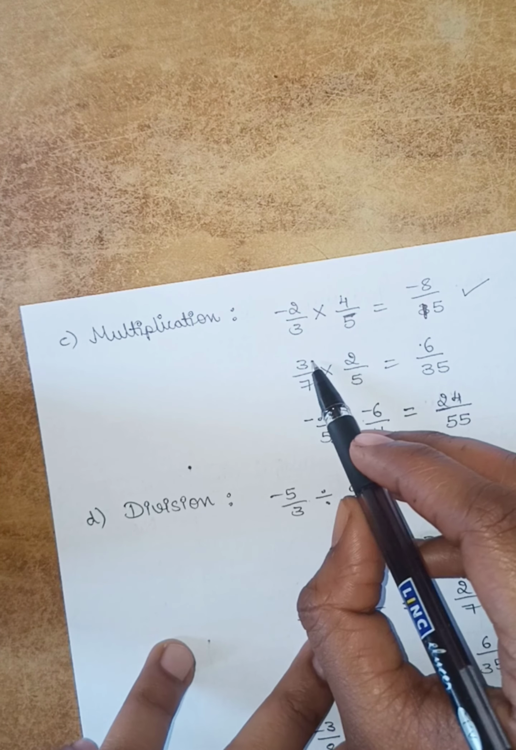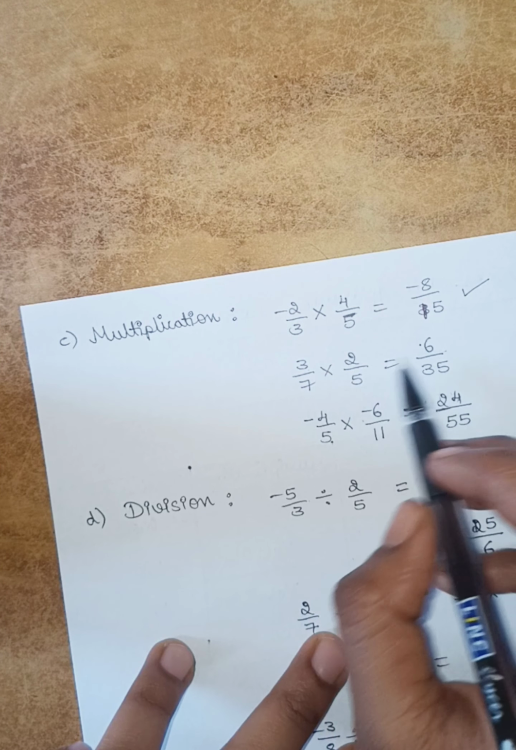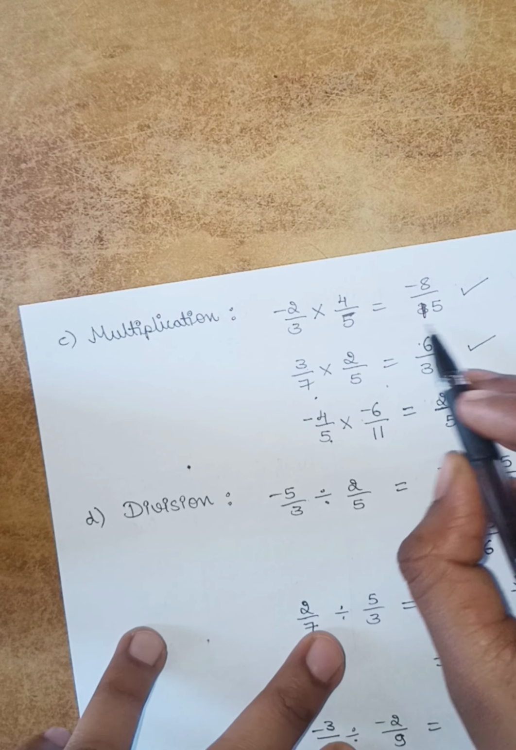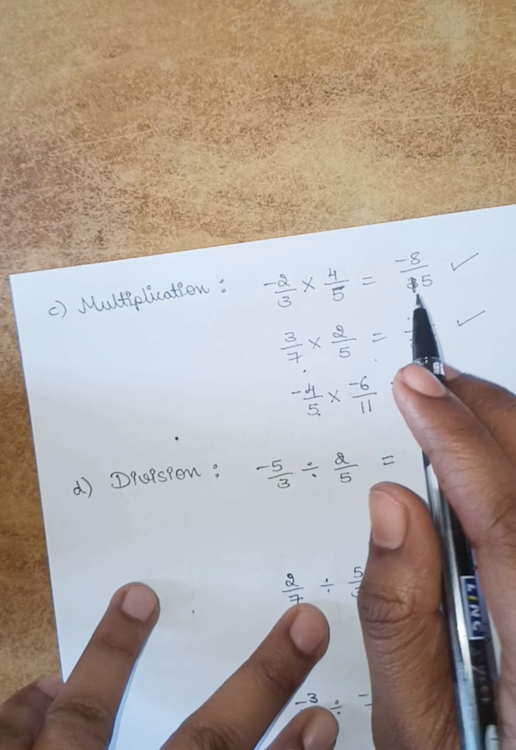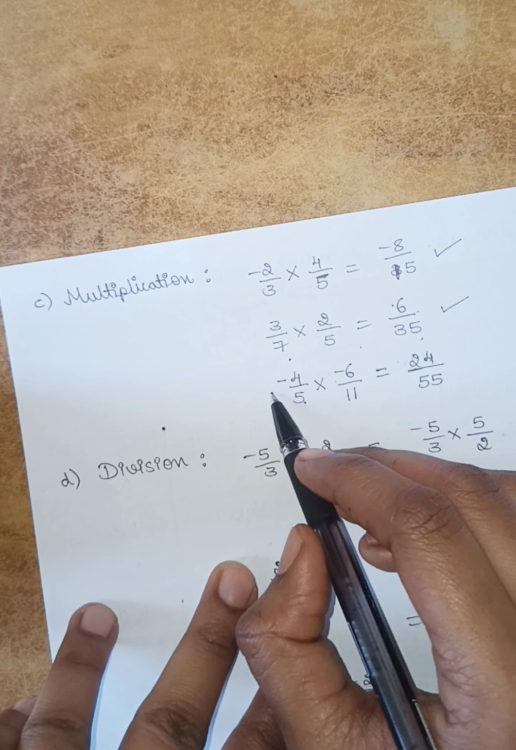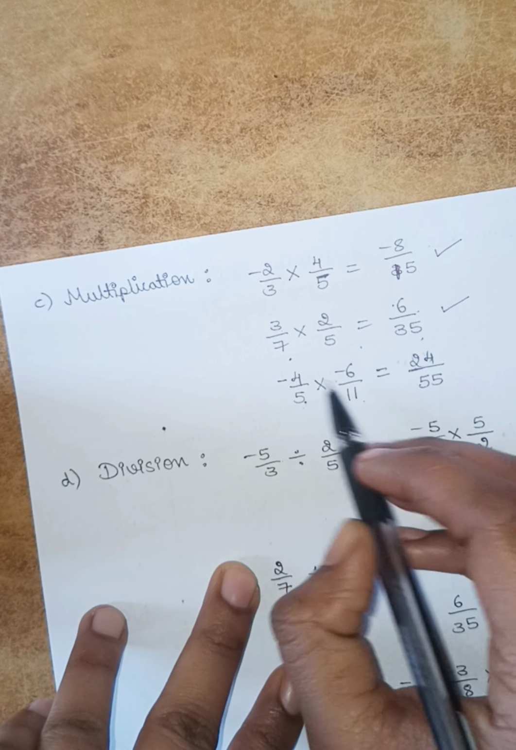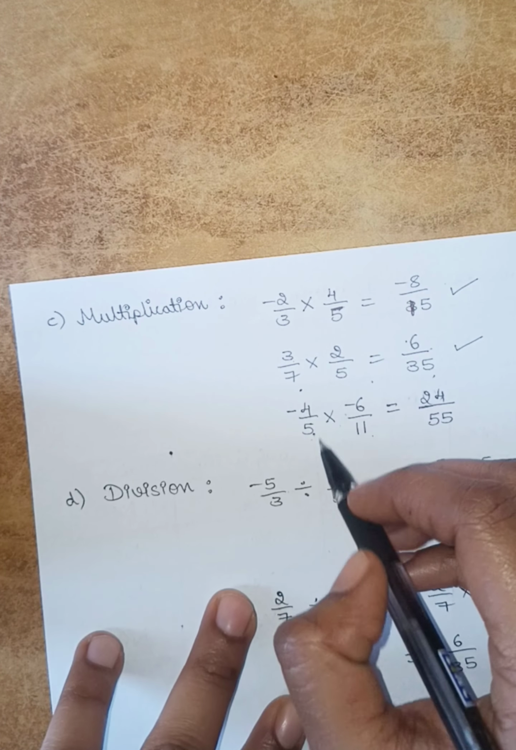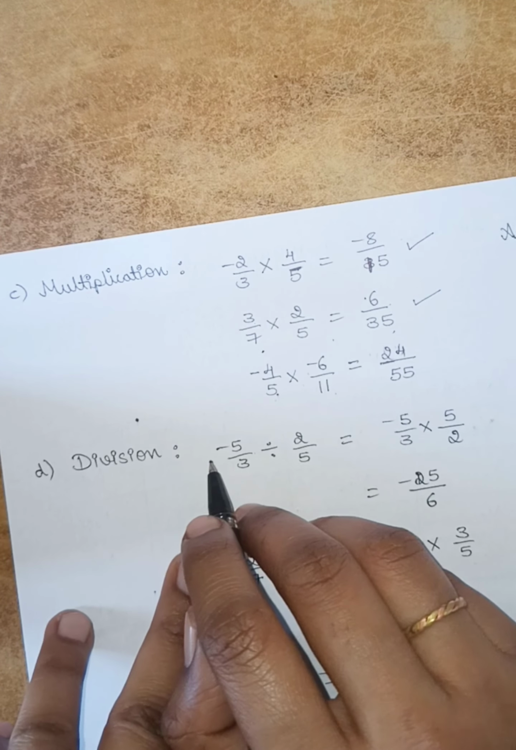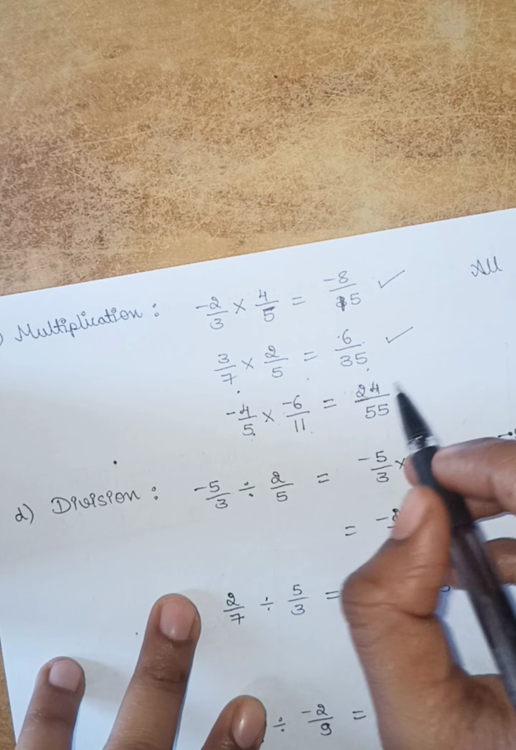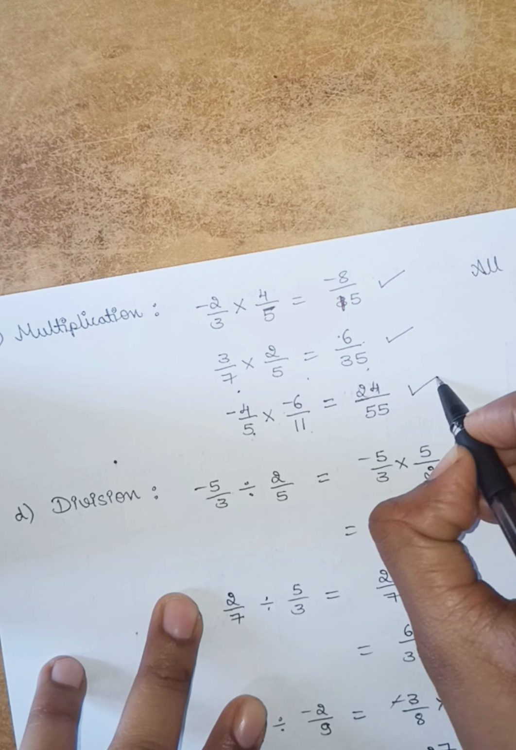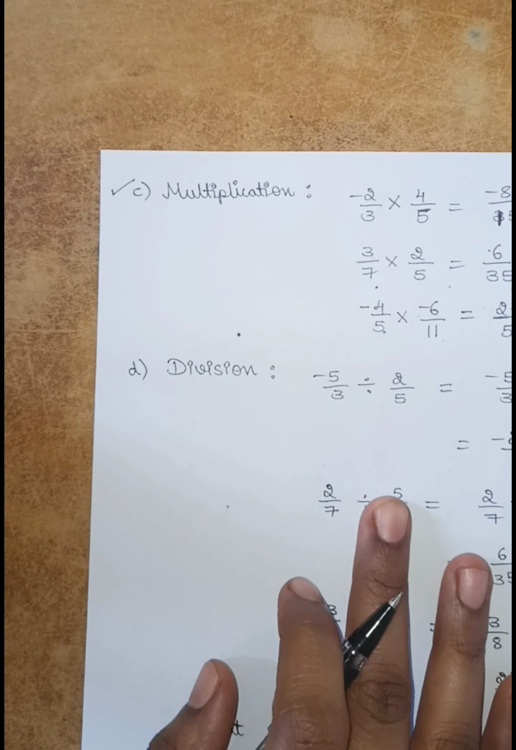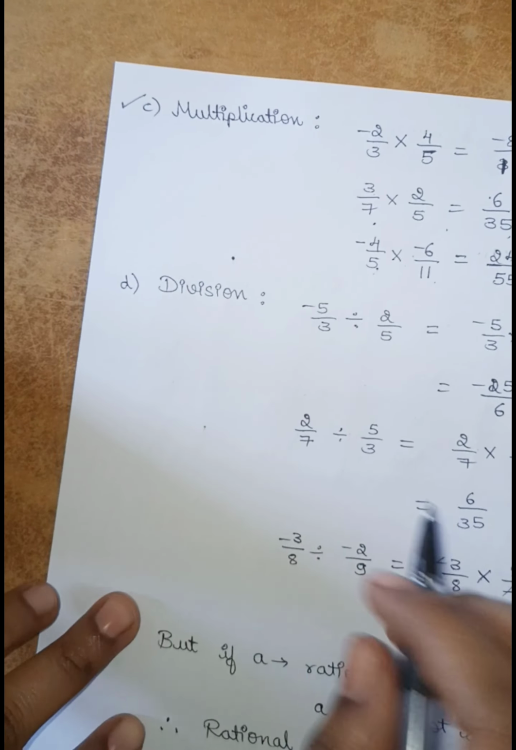The next one is 3 by 7 into 2 by 5. 3 2s are 6, 7 5s are 35. It also follows closure property as it is also a rational number. These both are also rational numbers. Next one is minus 4 by 5 into minus 6 by 11. Minus into minus is plus, 6 4s are 24, 5 11s are 55. Minus 4 by 5 and minus 6 by 11 are rational numbers, and the product 24 by 55 is also a rational number. So it follows closure property. Okay, let's move on to division.